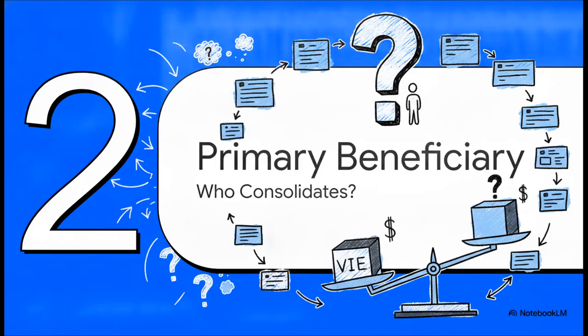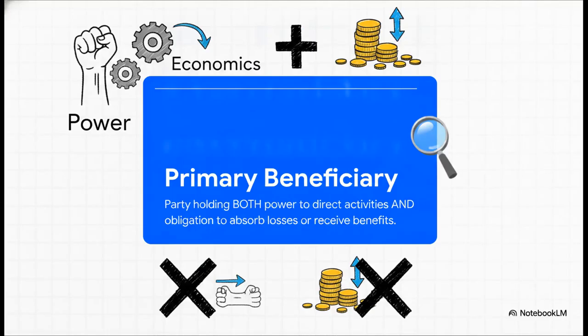Okay, moving to Section 2. Identifying the primary beneficiary. So, if an entity is a VIE, who actually carries the burden of consolidation? Like, who literally has to put this VIE on their balance sheet? Well, that falls to the primary beneficiary. And the absolutely crucial point here is that being the primary beneficiary requires 2 things: power and economics. You must have the ability to direct the activities that most significantly affect the VIE's economic performance. And you must have the obligation to absorb losses or the right to receive benefits that could be significant to the VIE. Having power without significant economic exposure? Not enough. Having economic exposure without power? Also not enough. You absolutely 100% must have both.